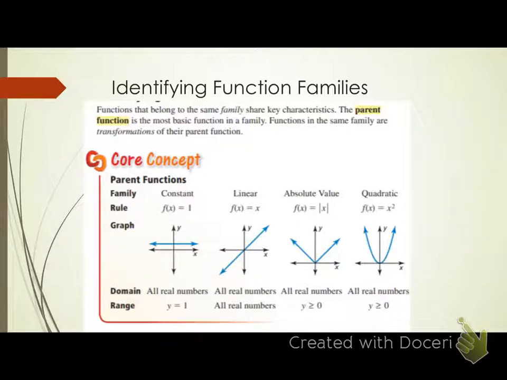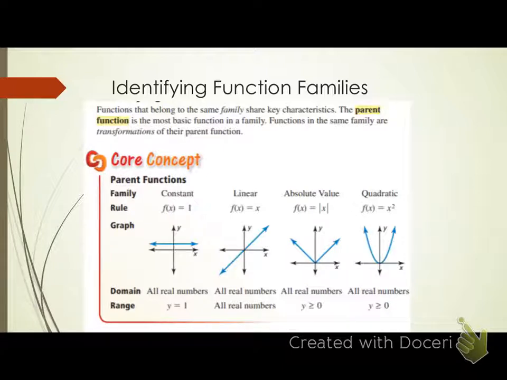My range is my y value, so I'm looking vertically. Do I have a stopping point going up? Yeah, it's 1. Do I have a stopping point going down? Yeah, it's 1. What's my only y value? 1. So my range is y equals 1 for that constant family.